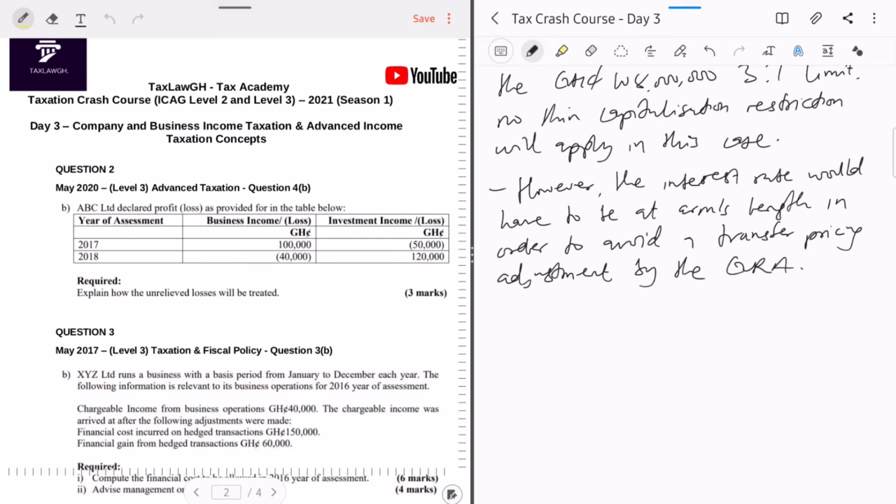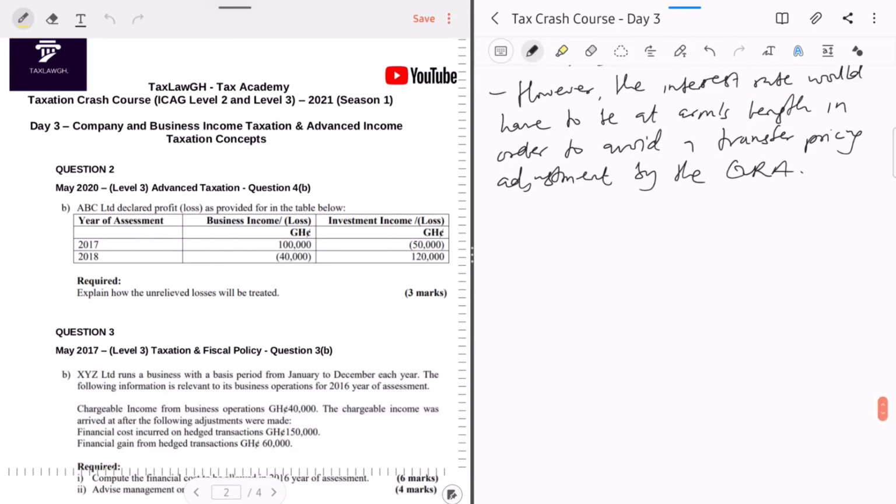You can see they gave you ABC Limited declared profit or loss as follows. 2017, they made a business income of 100,000 cedis. Then they made investment loss of 50,000 cedis. 2018, they made business loss of 40,000 and investment gain of 120,000. So the question is just going to ask you, what can you offset against? So that's all. It's for 3 marks, but it's worth picking up because it's something you can all do.